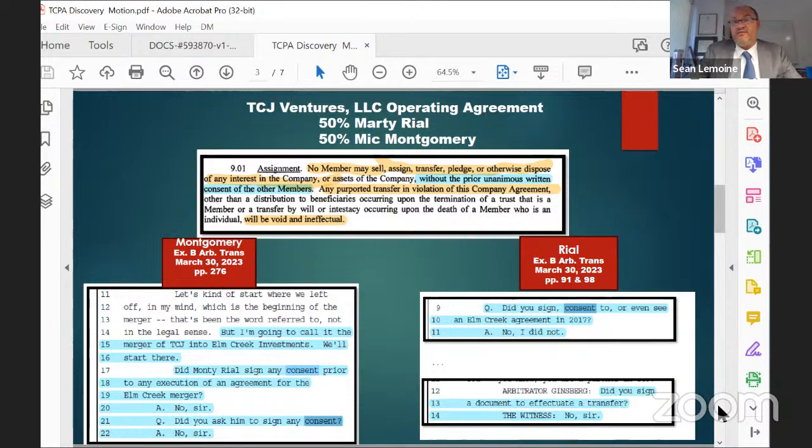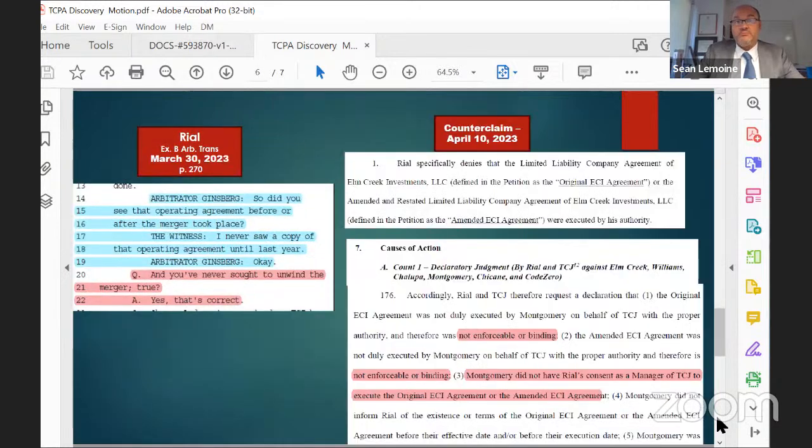And so whether it's in the anti-SLAPP motion or the summary judgment, this is the crux of this lawsuit, because of the position that Mr. Rial has taken. He's trying to have his cake and eat it too. I want to be a member of ECI. I don't want any of the operating agreements to affect me. Judge, let me just decide, do whatever I want.